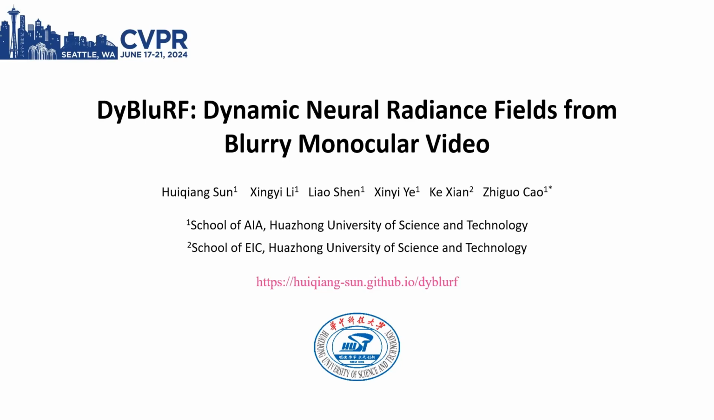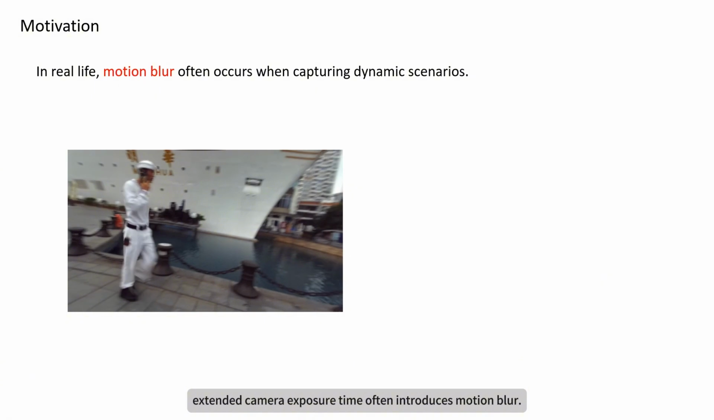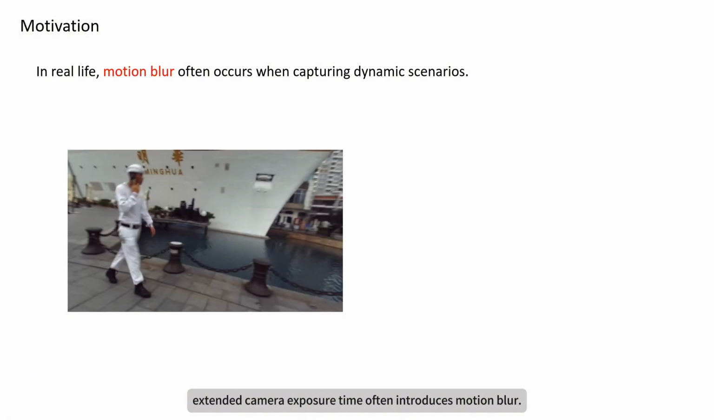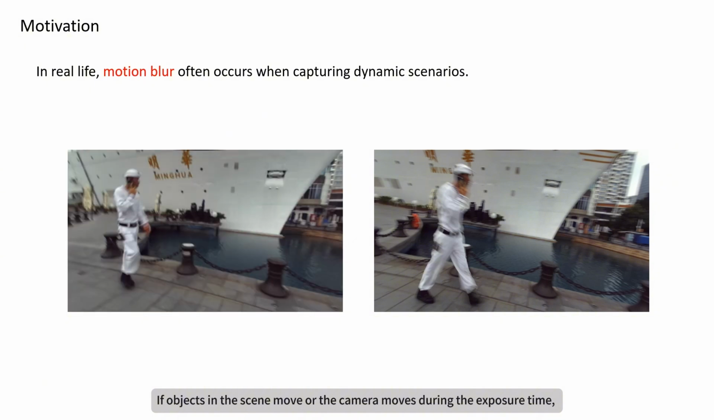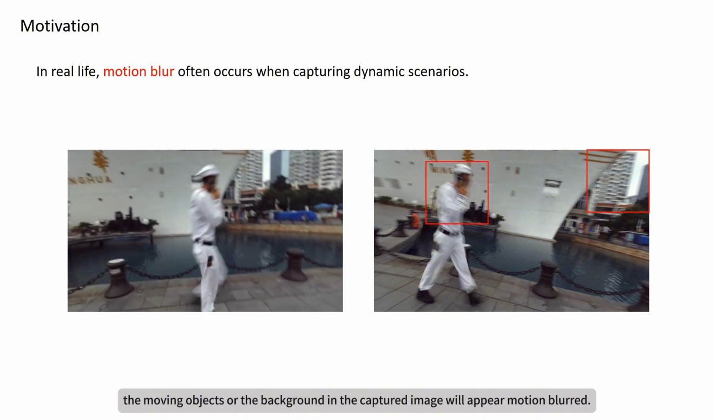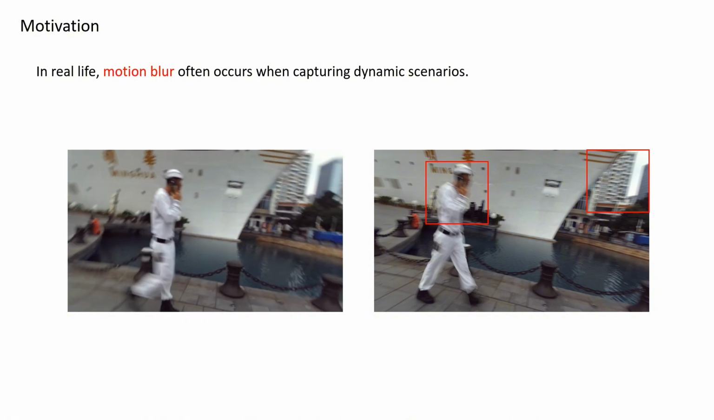In this video, we will introduce our work, DyBluRF, Dynamic Neural Radiance Fields from Blurry Monocular Video. In real-life video captures of dynamic scenarios, extended camera exposure time often introduces motion blur. If objects in the scene move or the camera moves during the exposure time, the moving objects or the background in the captured image will appear motion blurred.